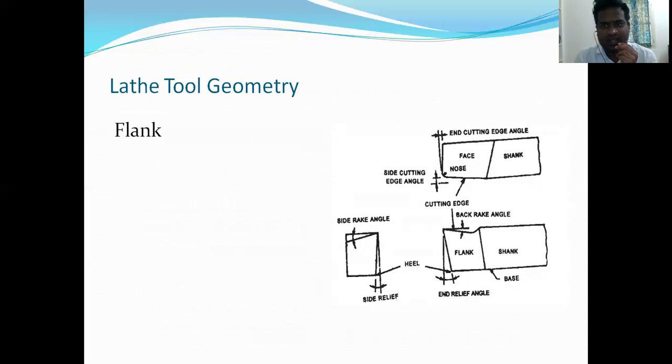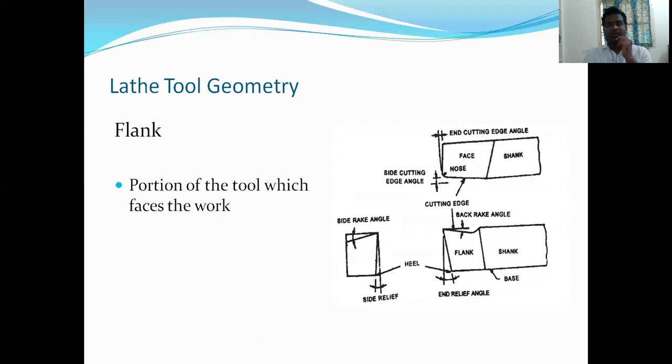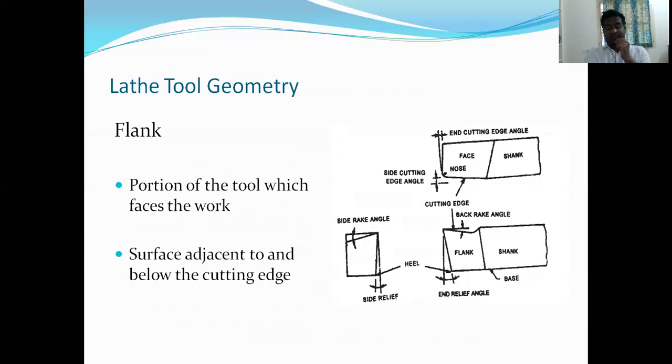Flank. The flank is the adjacent side to the shank. It is the portion of the tool which faces the work, right? So here is one of the important points: it faces the workpiece. While doing the operation, it is touching the workpiece. The cutting edge is here, the point is here, and the operation is performed. This flank faces the workpiece.